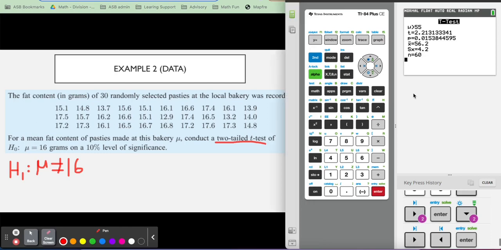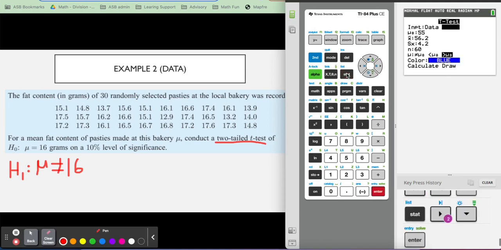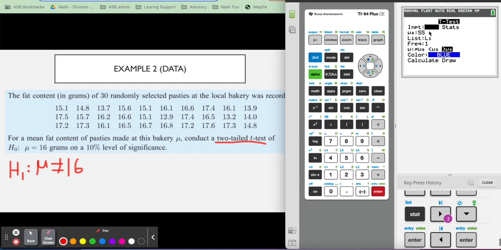In this situation, we're going to go into our calculators. So we can go stats, test. We're still doing a t-test. This time we're given data, correct? So we're given data. Notice that when I click on data, we have a list which is being pulled up. So what we're going to need to do is insert all of these 30 numbers into our L1. So pause this video right now and insert all these 30 data points into L1.